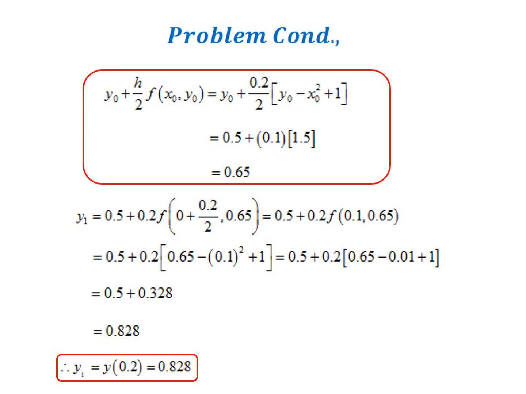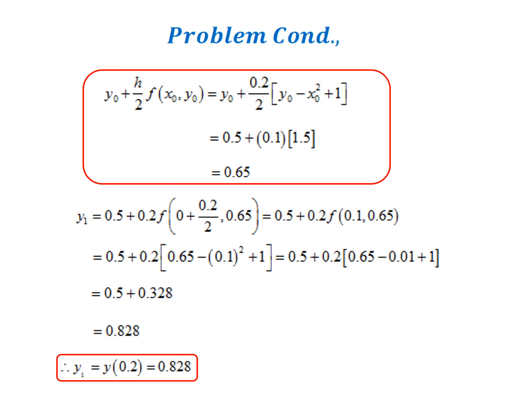Before that, I am just finding the inner function value separately: y naught plus h by 2 f of x naught comma y naught. So y naught plus h is 0.2 by 2 f of x naught comma y naught. In f of x comma y, replace x y with x naught y naught. After that, replace the x naught y naught values here. Then you can simplify this particular value, which is 0.65, the second value inside the function.